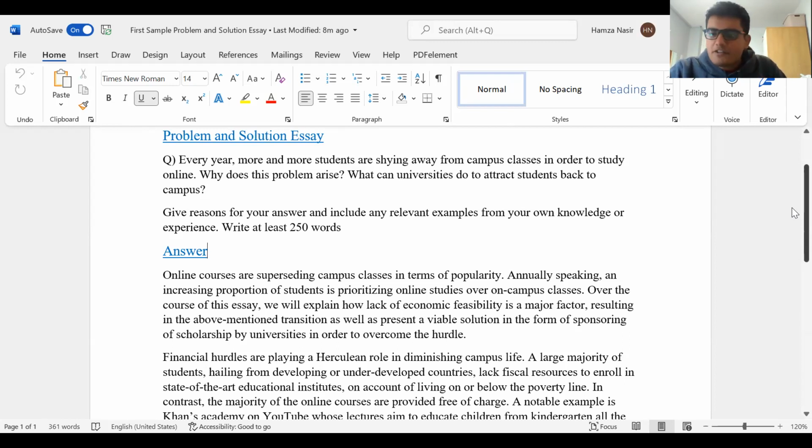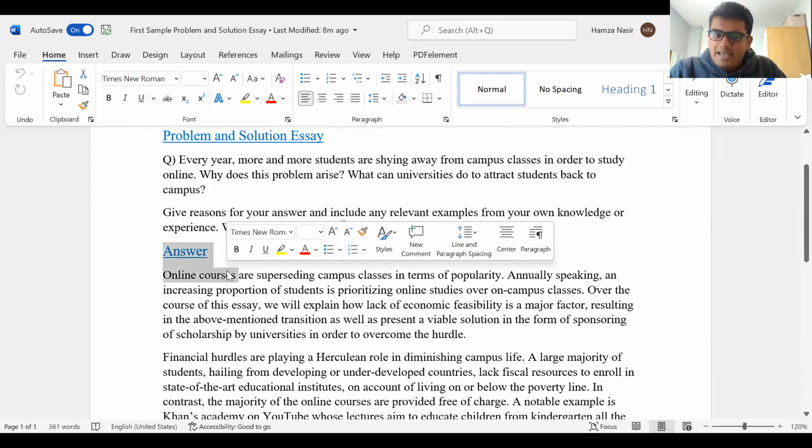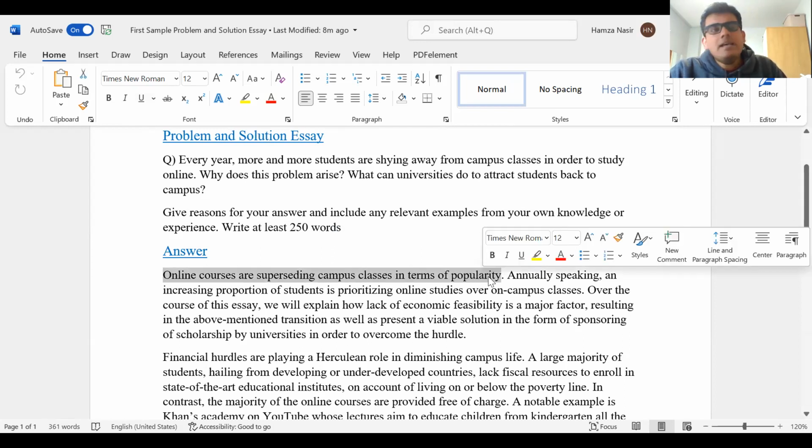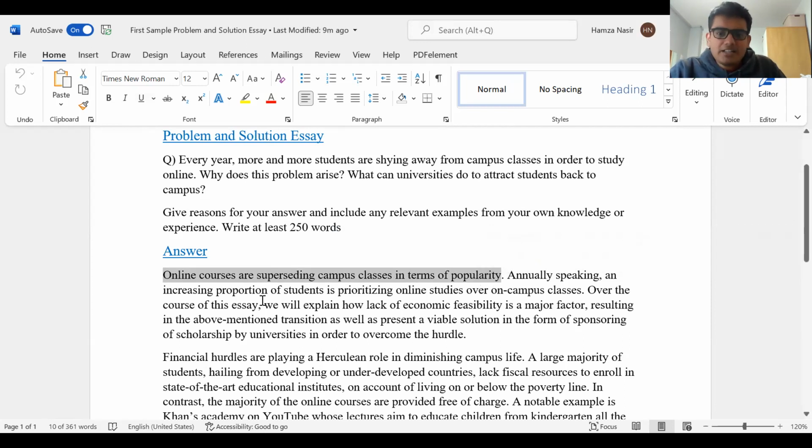So our very first paragraph is going to be the introduction, and let us first of all look at the general statement. So what is actually happening? Online classes are becoming more and more popular, whereas campus classes are decreasing in terms of popularity and strength, right? In other words, we can say a general statement could be: online courses are superseding campus classes in terms of popularity. I repeat, online courses are superseding campus classes in terms of popularity. ये आपकी general statement हो सकती है.